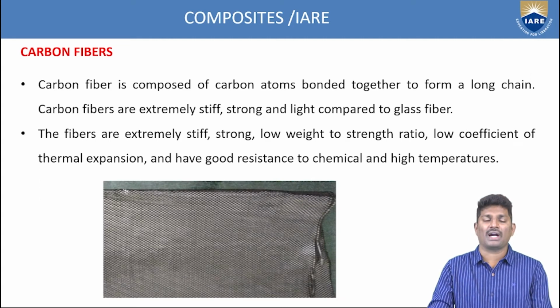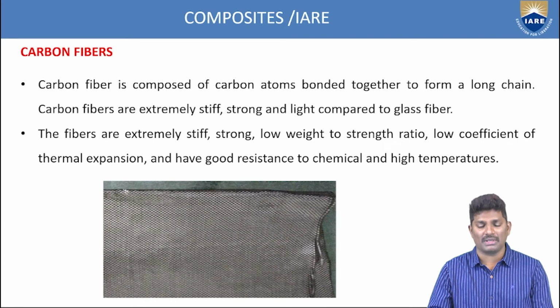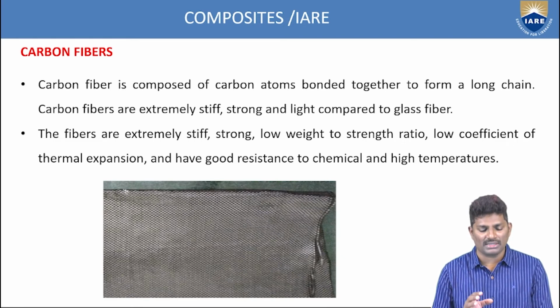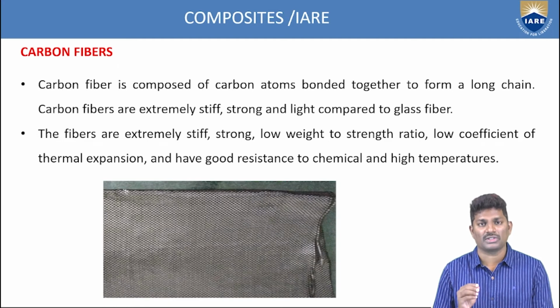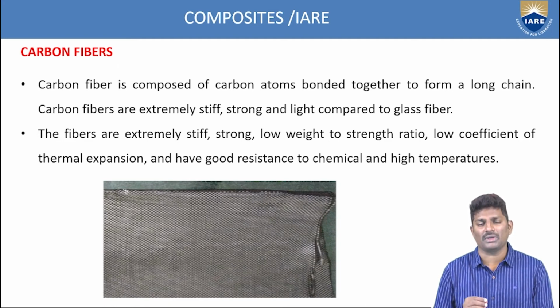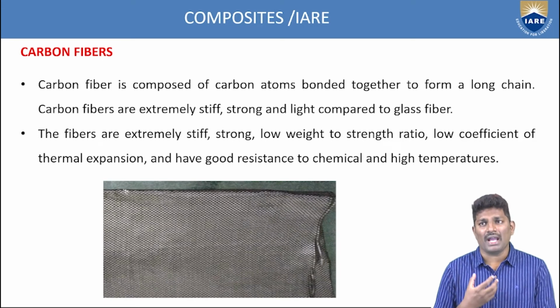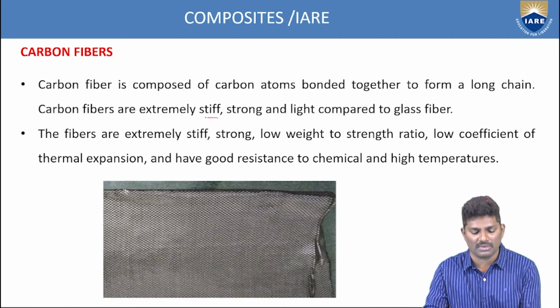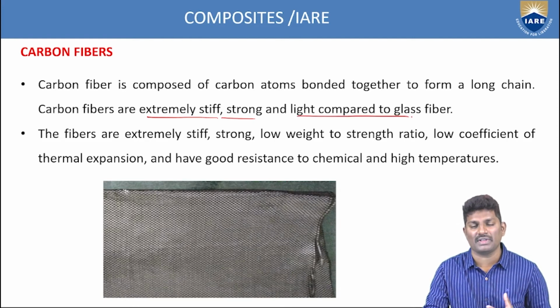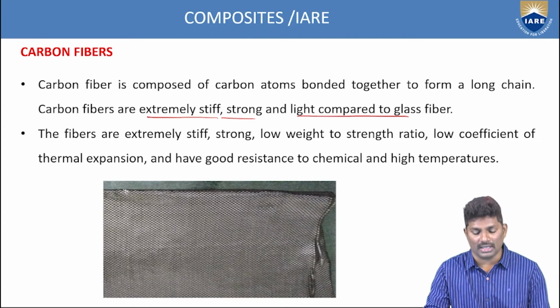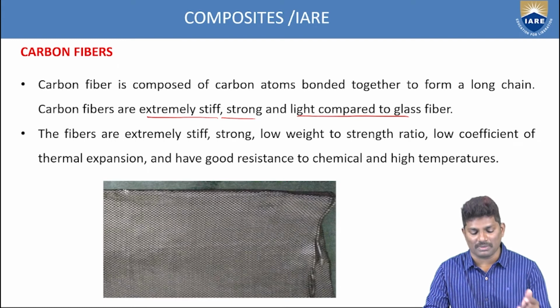And another type, you have carbon fibers. Carbon fiber is composed of carbon atoms bonded together to form a long chain, and these carbon fibers are extremely stiff, strong, and light compared to glass fiber. So if you want a very lightweight material, then we have to select the carbon type of fibers, and it is also very stiff and strong. So that is what is important. If it is lightweight, then the efficiency will be very, very high. So in that case, you have to select these carbon fibers when you compare with the E-glass fibers.